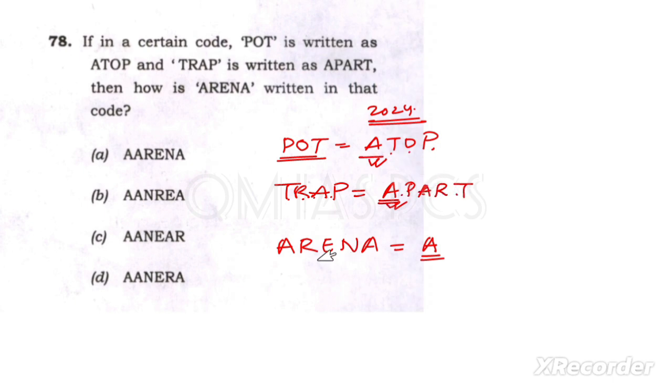So arena we will write from this one, ANERA. This will be your answer. Just look at the answer, AANERA, that means D option. So now tell me, was it easy or tough? I think it was easy. 2.5 marks you will get without any effort.